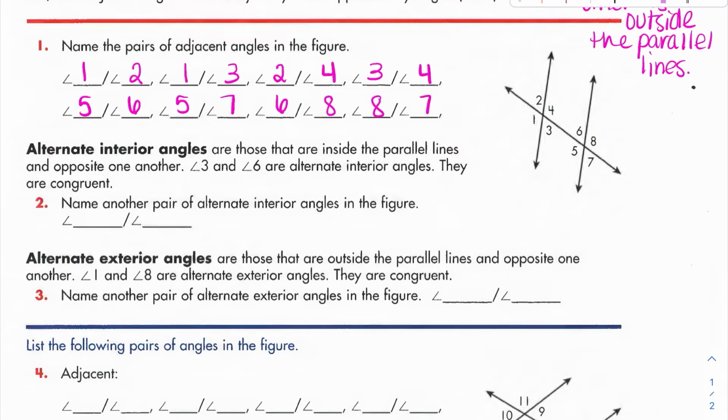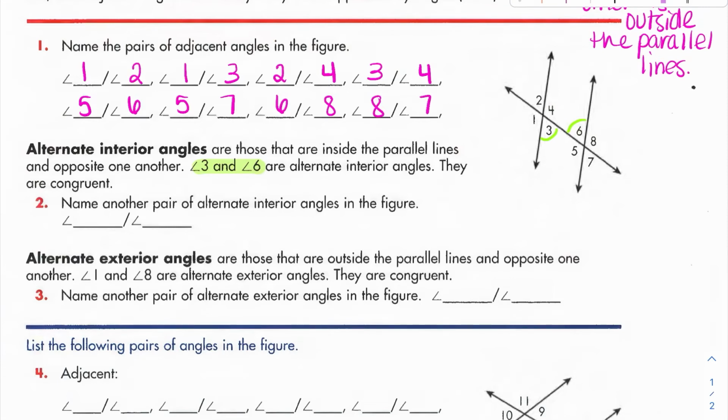Two more types of angles that we will be talking about are alternate interior angles, which are angles that are inside the parallel lines, hence the interior part, and they are opposite one another, which is where the alternate part of the phrase comes from. So it says that angle 3 and angle 6 are alternate angles. Hopefully you can see by looking at the green that those are both inside of the parallel lines and they are opposite one another. They're on alternate sides of the transversal and they're both inside of the parallel lines.